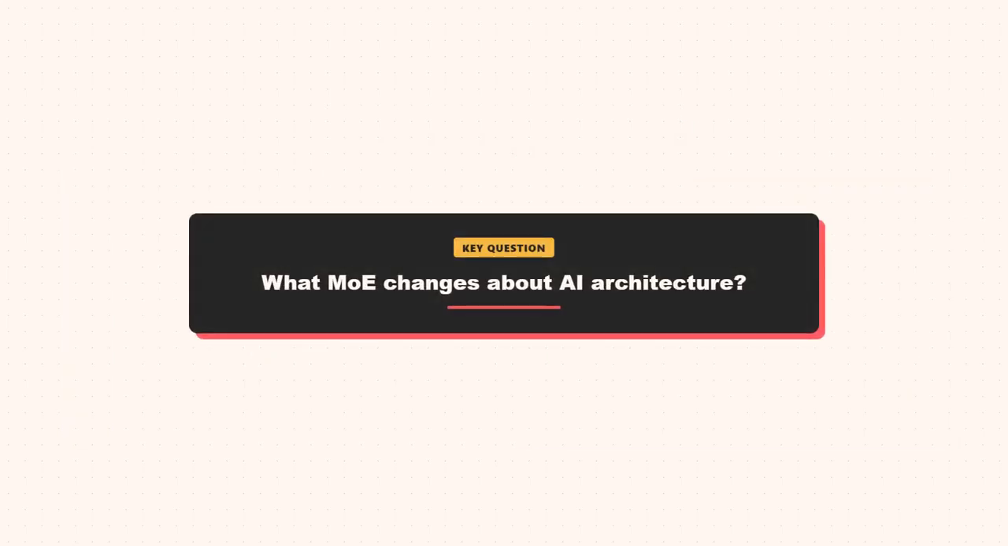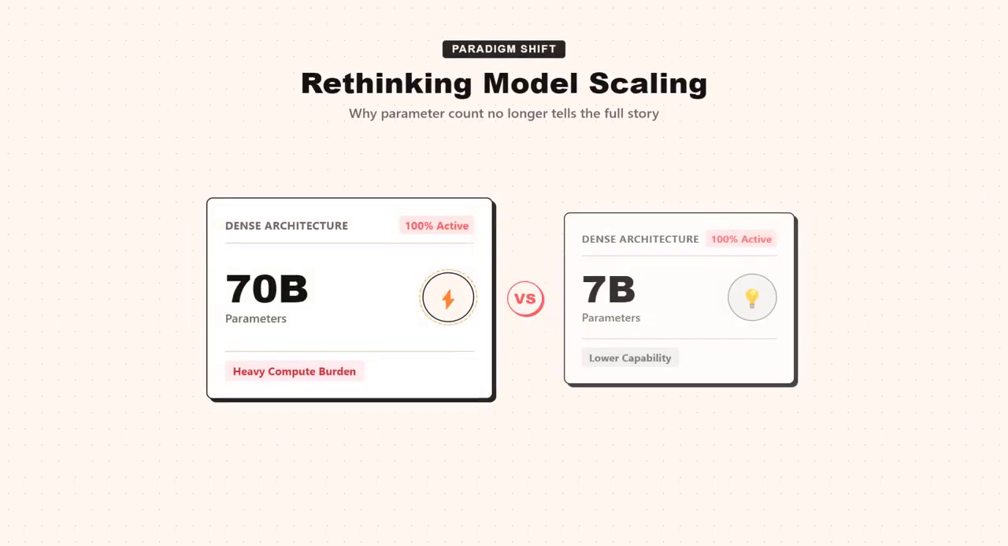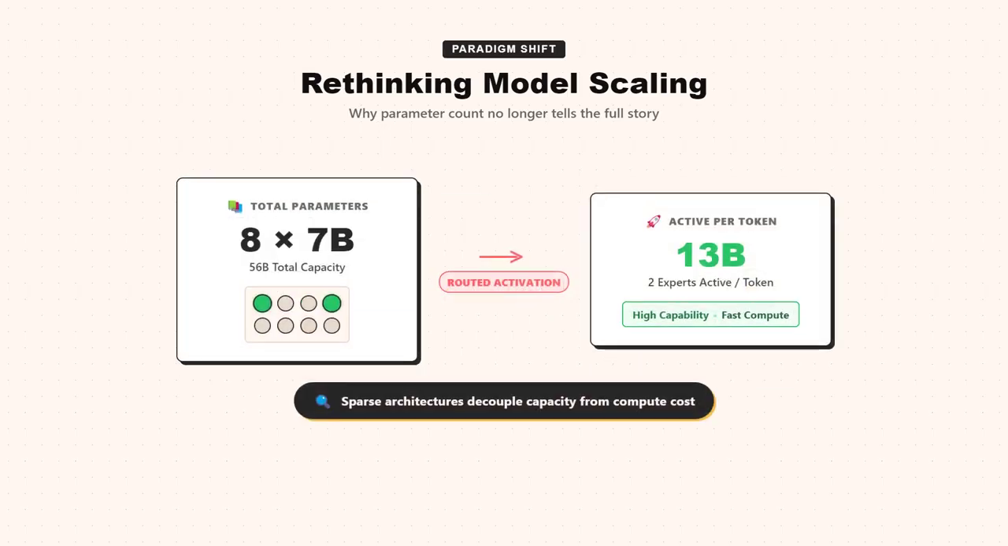What MoE changes about the AI industry. Mixture of experts also changes how we should think about model scaling. For years, people compared models using one simple number, parameter count. A 70 billion parameter model sounded more capable than a 7 billion parameter model. But with sparse architectures, that number tells only part of the story.